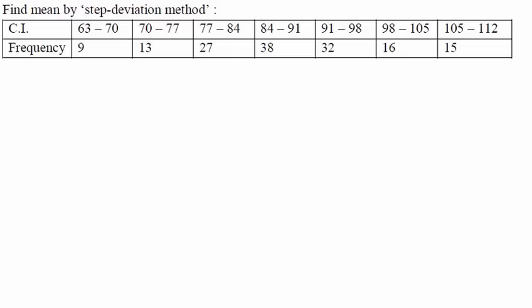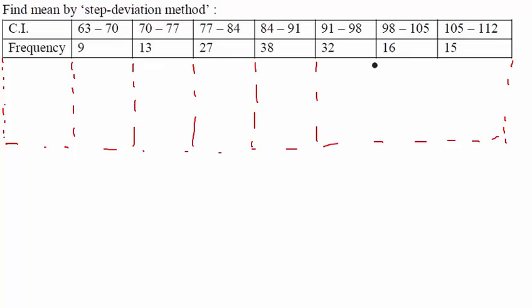Let's have another question from measures of central tendency. Here the question is: find the mean by the step deviation method, and we are given the class interval and the frequency. So what we do, we add a few columns here. We can make a separate table and do it again in exams. So just to explain the method.